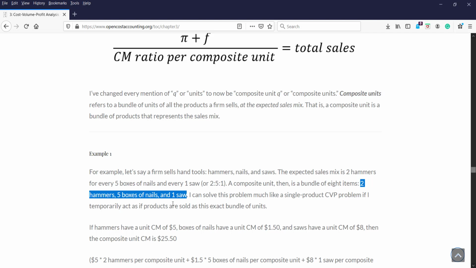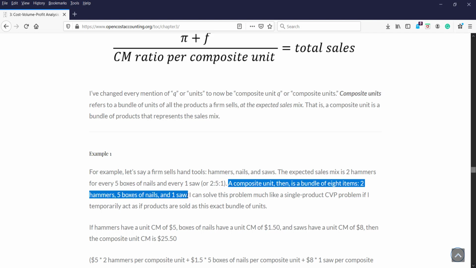In that case, to do fractional, you would take each of these and divide it by the total. So 2 divided by 8, 5 divided by 8, 1 divided by 8. And you'd end up with 0.25 hammers, 0.625 boxes of nails, and 0.125 saws per bundle. Don't worry, not doing that. Throughout the textbook, I'm going to use whole units.